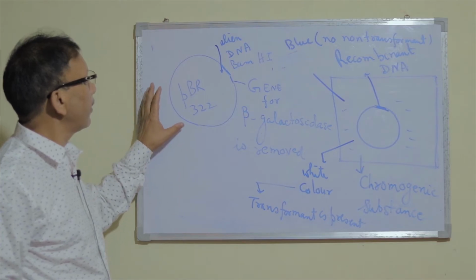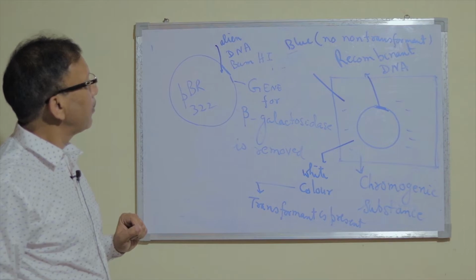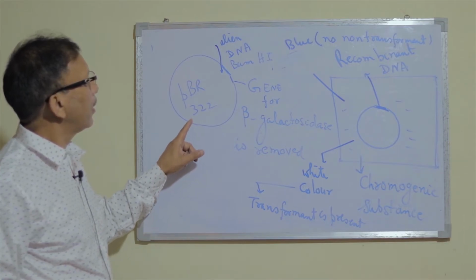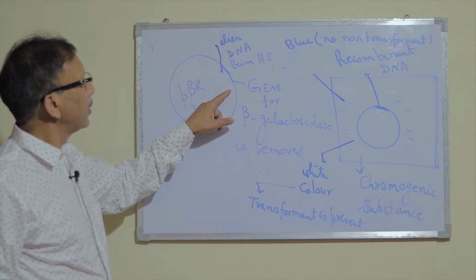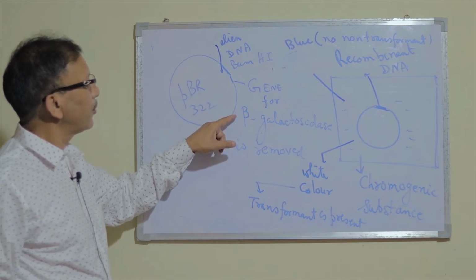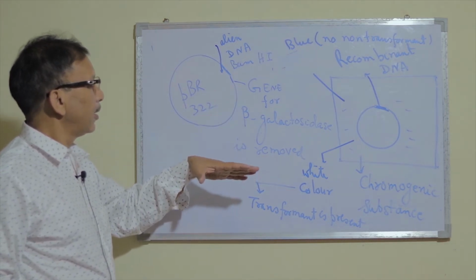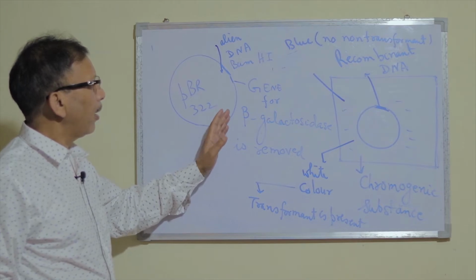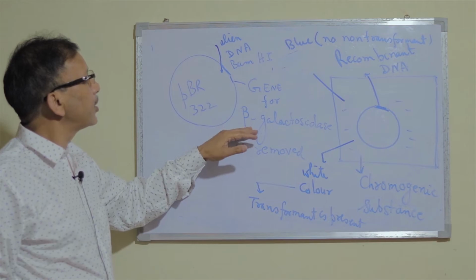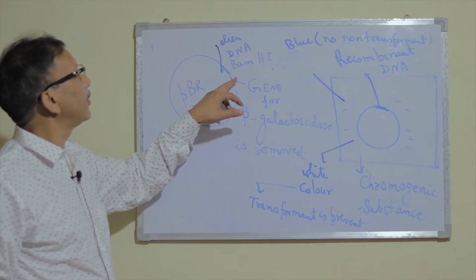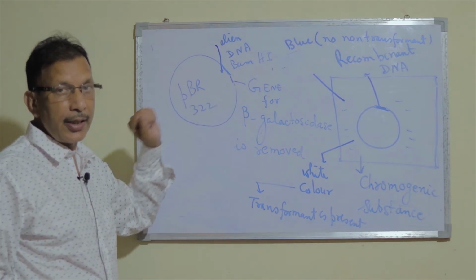We take the pBR322 again, and in the pBR322 cloning vector, at the site of the BamHI there is a gene which codes for the beta galactosidase enzyme. So here we will remove the gene coding for the beta galactosidase enzyme, and in place of that we clone the foreign DNA, and we ligate the aligned DNA, or foreign DNA, or desired DNA.